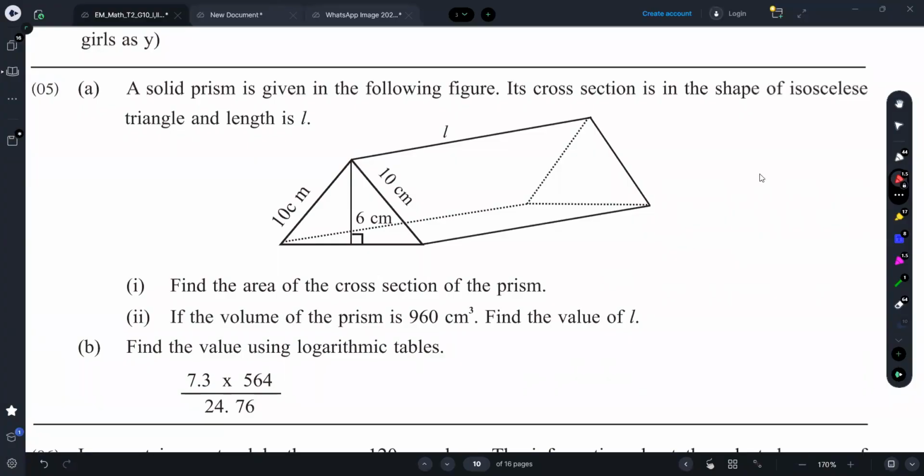A solid prism is given in the following figure. Its cross section is in the shape of an isosceles triangle and length is L. Find the area of the cross section of the prism. Find the volume. If the volume of the prism is 960 centimeter cube, find the value of L. It's an easy question. I'll give you 5 minutes. Try to get the answer.